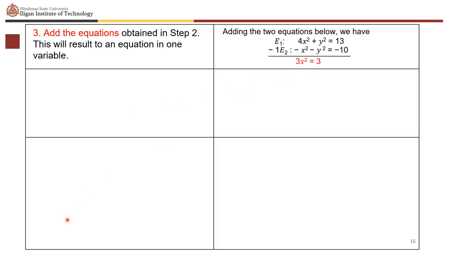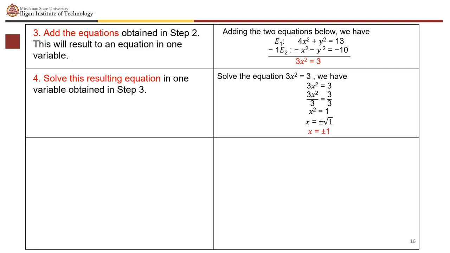And then the next step would be to solve the resulting equation in one variable obtained in step 3. That is, solve the equation 3x squared equal to 3. From 3x squared is equal to 3, we can divide both sides by 3 to come up with x squared equals 1, or that is x is equal to plus or minus square root of 1. And to say, we have now the value for x.